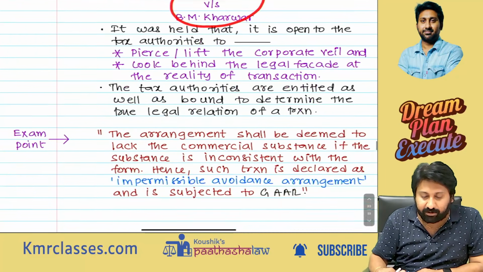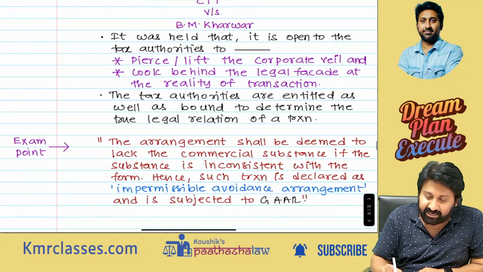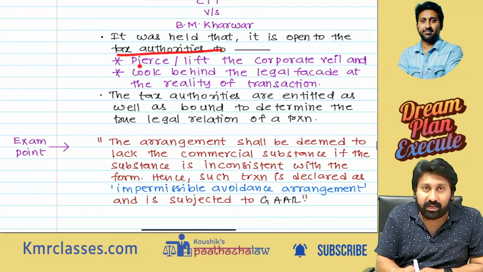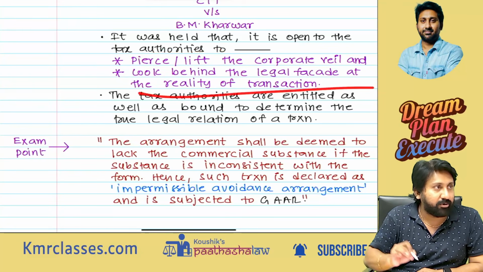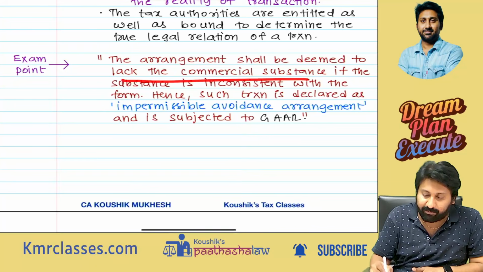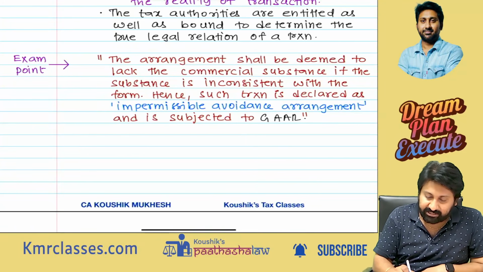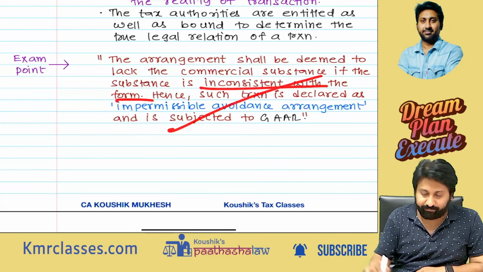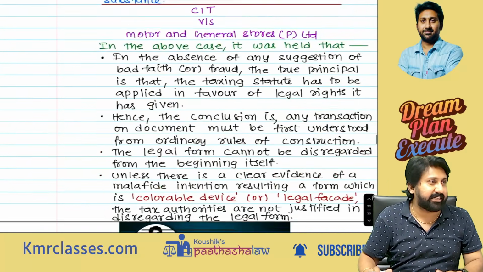Another, giving importance to substance rather than form: CIT versus BM Carver, there is a case law. It was held that it is open to the tax authorities to lift the corporate veil and look behind who is there. Next one, exam point again. The arrangement shall be deemed to lack commercial substance if the substance is inconsistent with the form. Just normal exam points, read and leave.